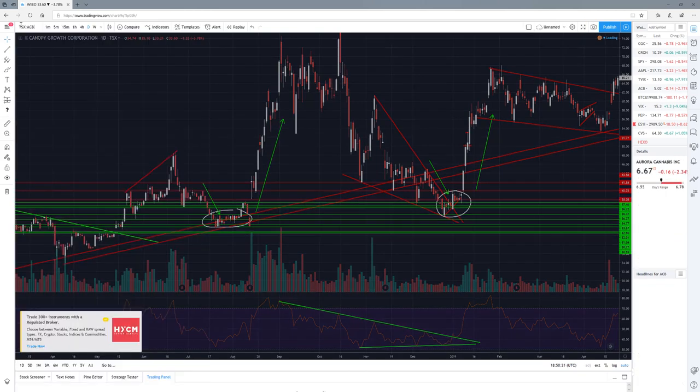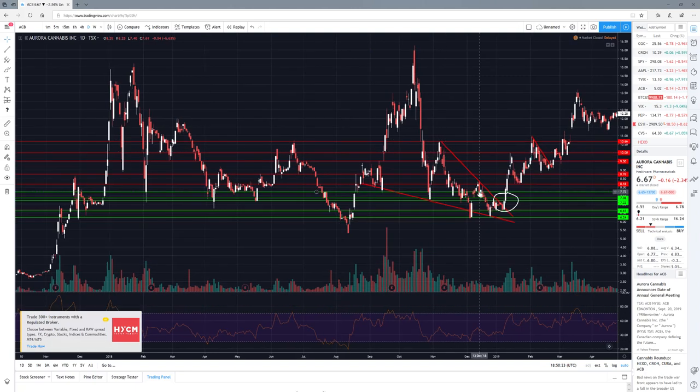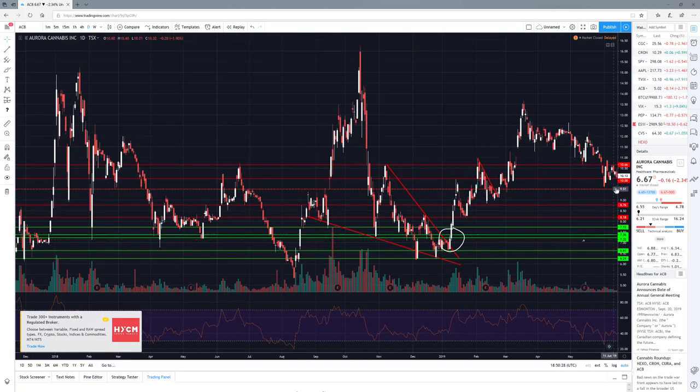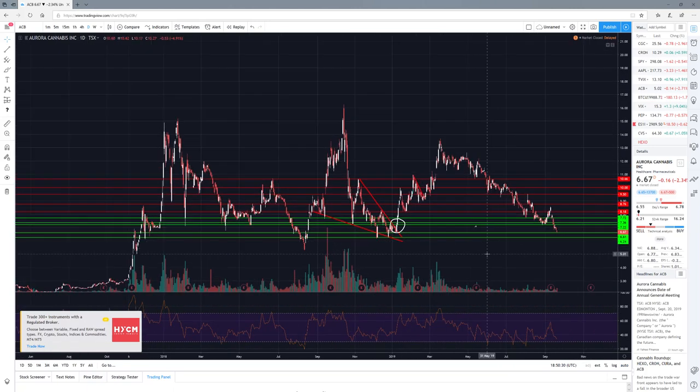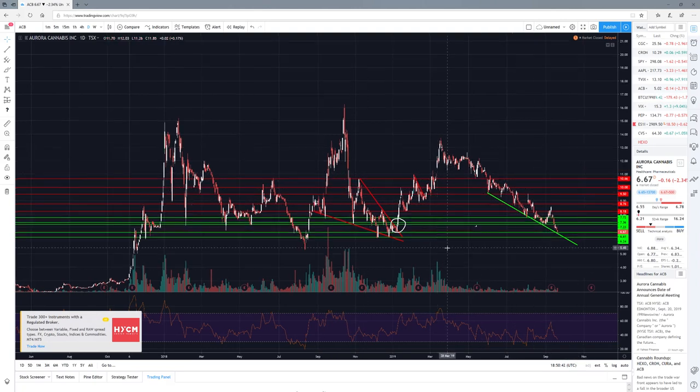We're going to go through a lot of charts really quickly. ACB at the same exact time as the Canopy. This is that falling wedge that happened. Here we're in just a broken channel. Should bounce, I think. Retesting, oh fuck. I don't know.